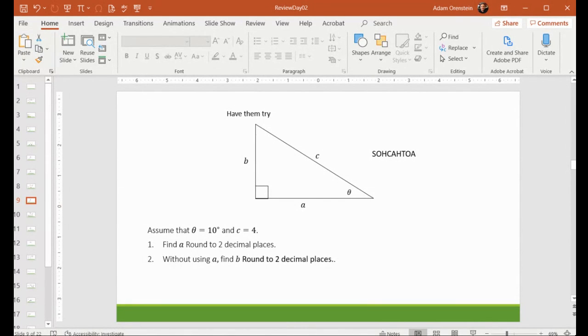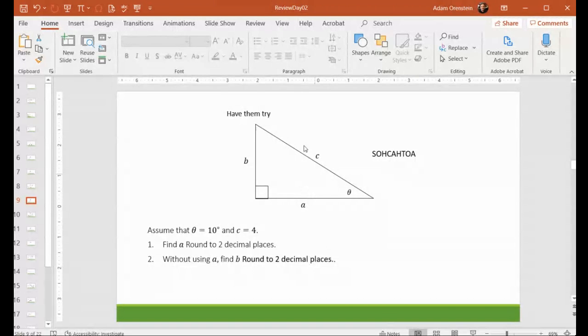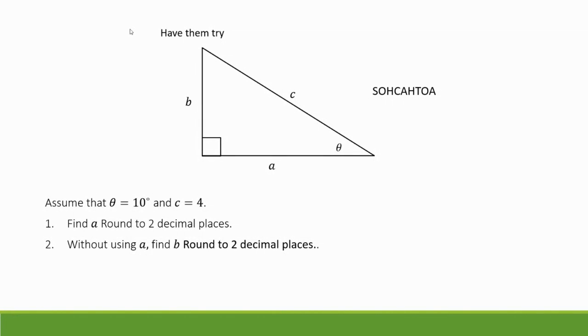Right. Okay, so now what we're going to do is, again, get the remaining two sides of this triangle. And we're going to use our wonderful friend here, trigonometry. Now, I'm basically telling you here that theta is 10 degrees, and I'm also telling you that the hypotenuse is 4. C is the hypotenuse, right?